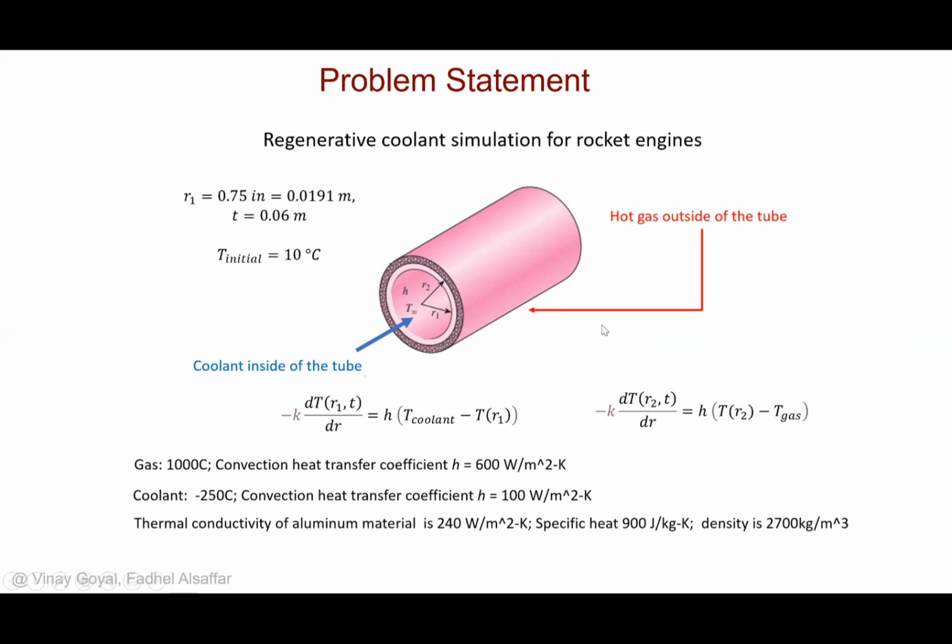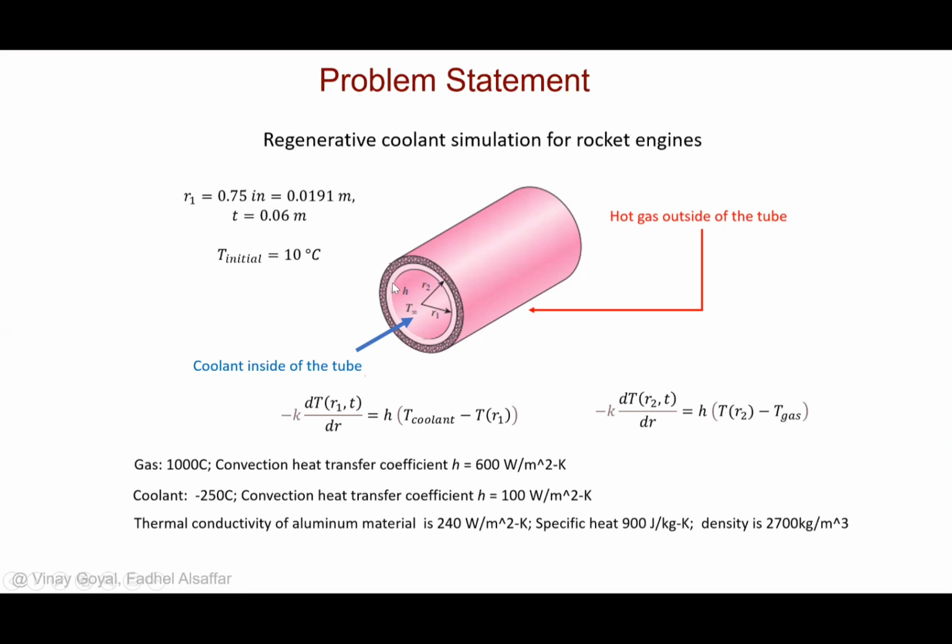And usually these engines are made of materials such as aluminum, steel, or other metal alloys. As you can see here, that is subjected to very high temperature. So we want to make sure, after simulating it, whether this material will melt down or not. We have the dimensions of our problem described here. We have a radius of around 0.019 meter and a thickness of 0.06. So we have a thickness that's almost 3 times the radius of that tube.